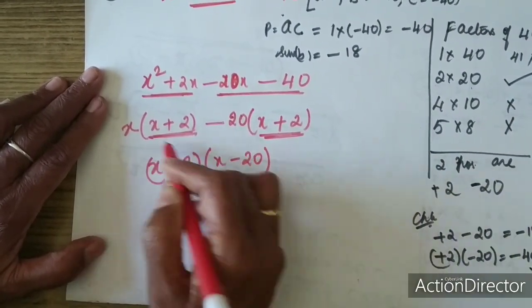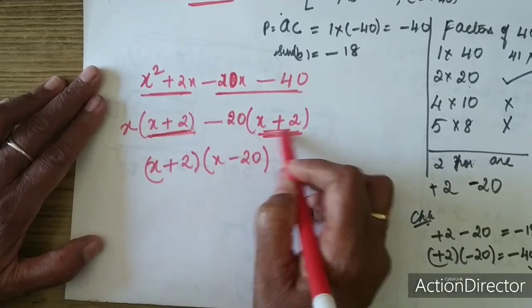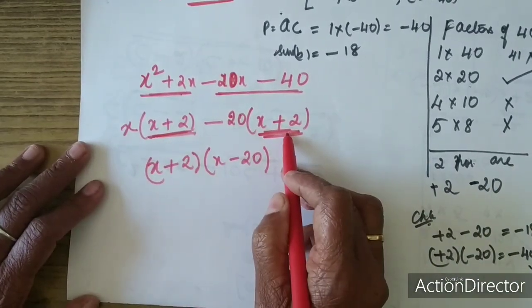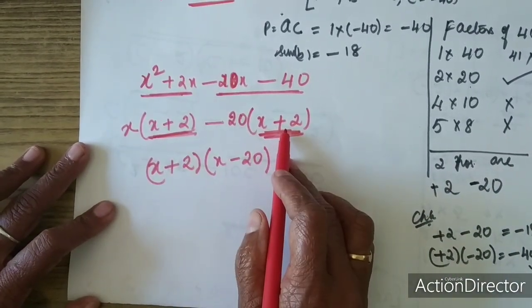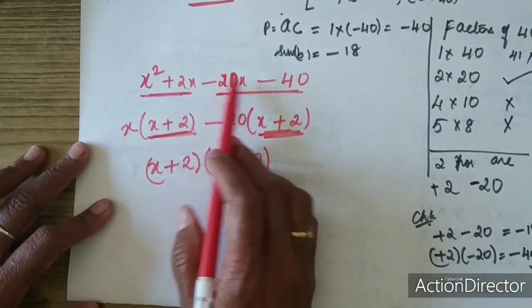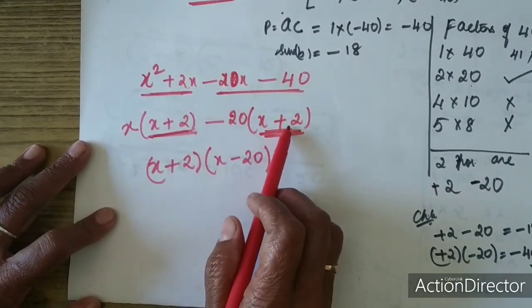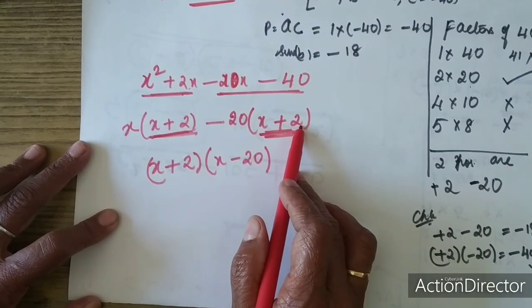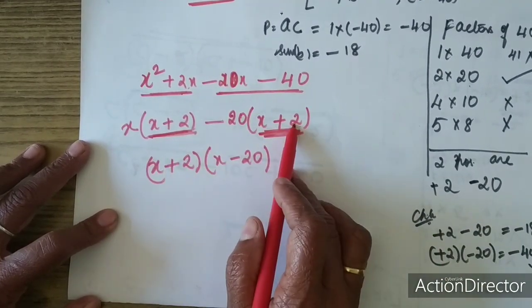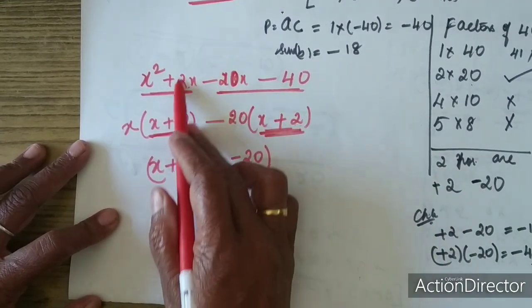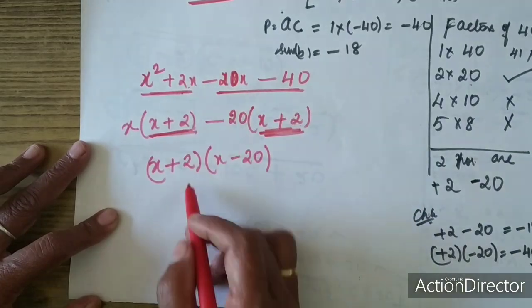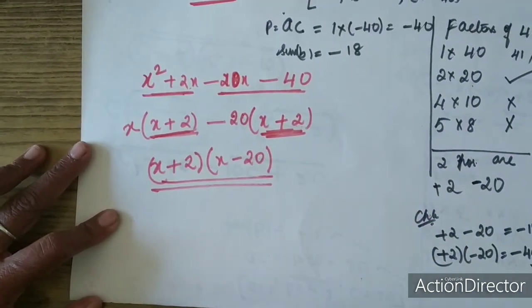In these types of sums, you will always have the same factor in both cases, x plus 2 and x plus 2. If you are not getting the same factor, that shows your splitting is wrong. This is a hint for you. The factors should be the same over here. If the factors are not the same, then you have made some mistake in the splitting. So this is my answer.